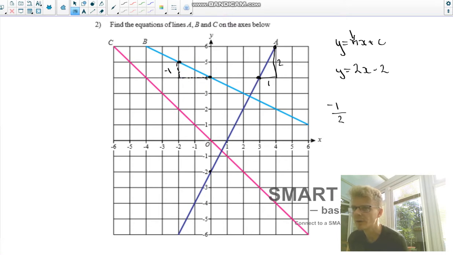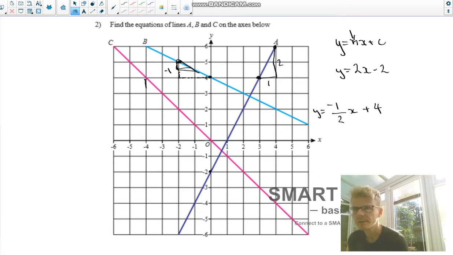Let's draw a little mini triangle. There we go. So in that 1 step I've come down 1/2. So we know that we've got y equals -1/2 x, because it came down, plus, where do we go through the y-axis? 4.